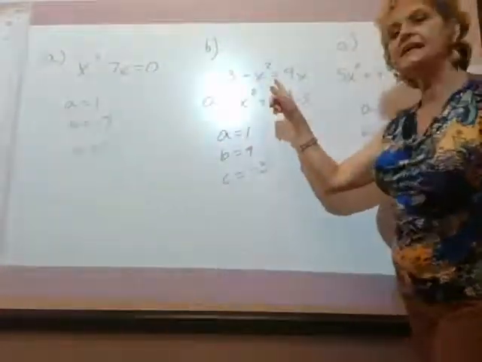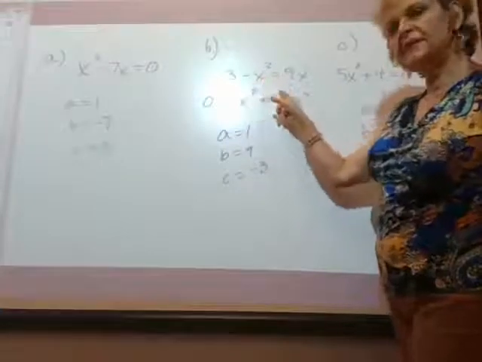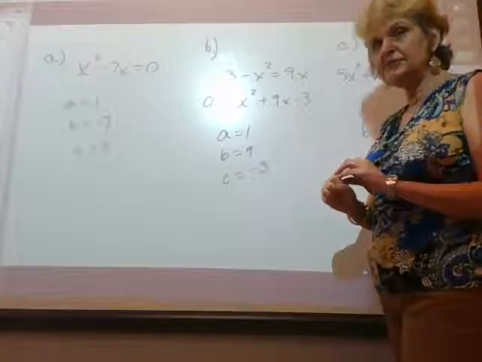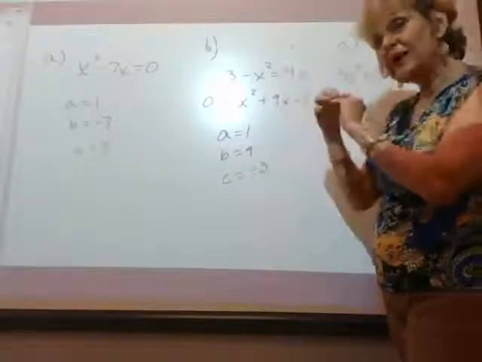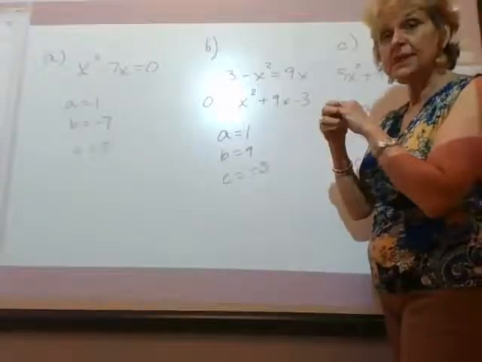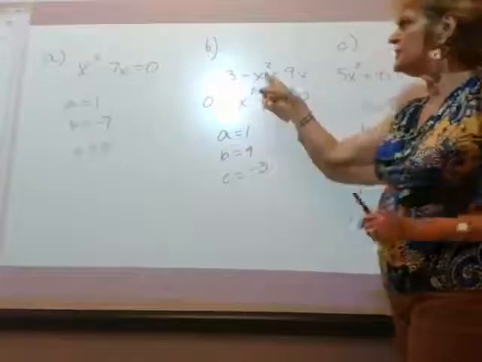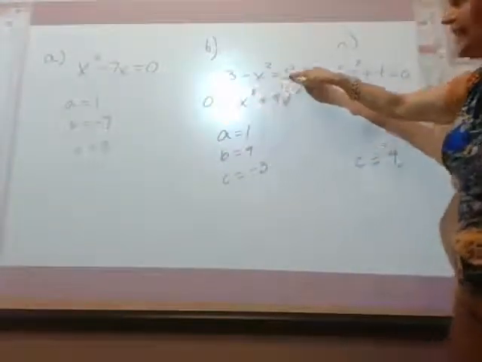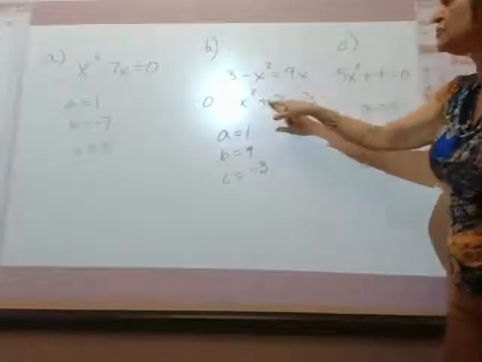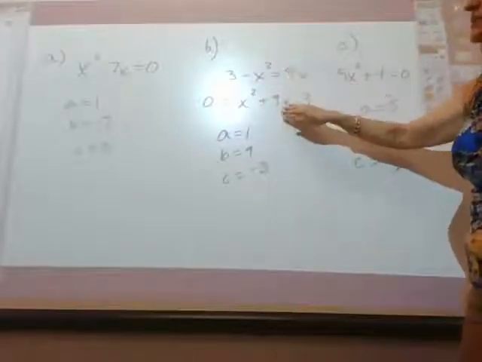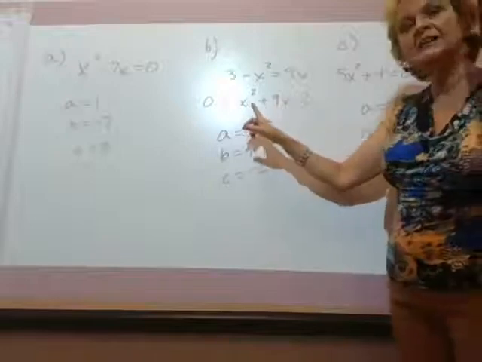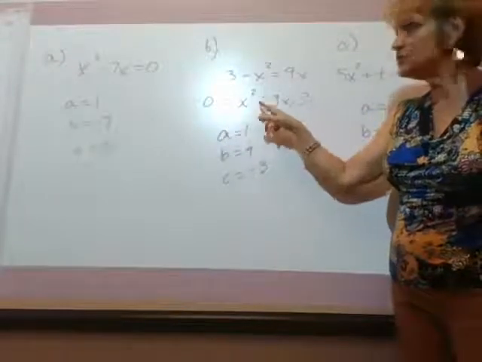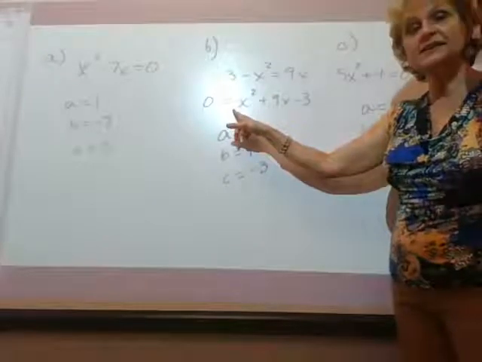Now, with B, if I can manipulate my equation to have a leading coefficient to be positive, in other words, the x squared term, if that could be plus, I want to do that. So do you all see what I did here? I added x squared, I subtracted 3, this 9x was still here, so that my leading coefficient, the coefficient of the highest degree term, is positive.